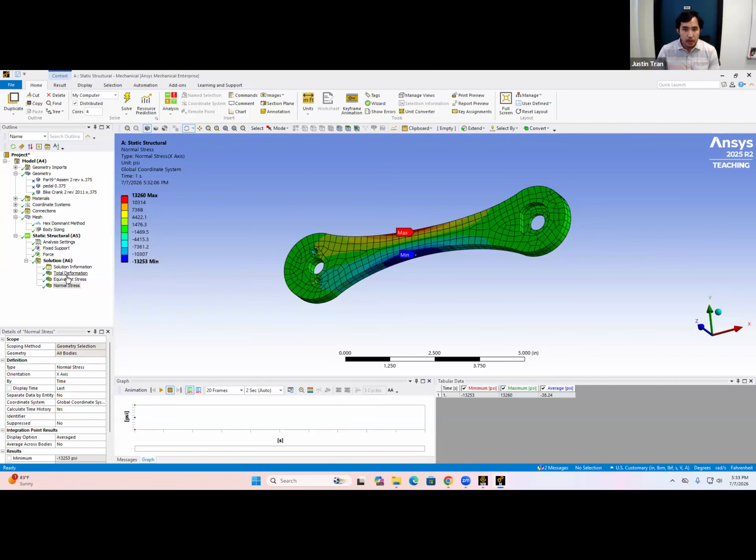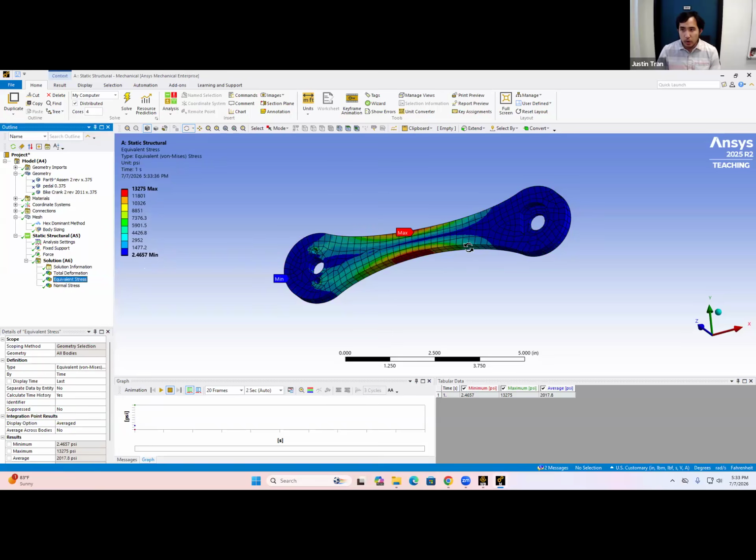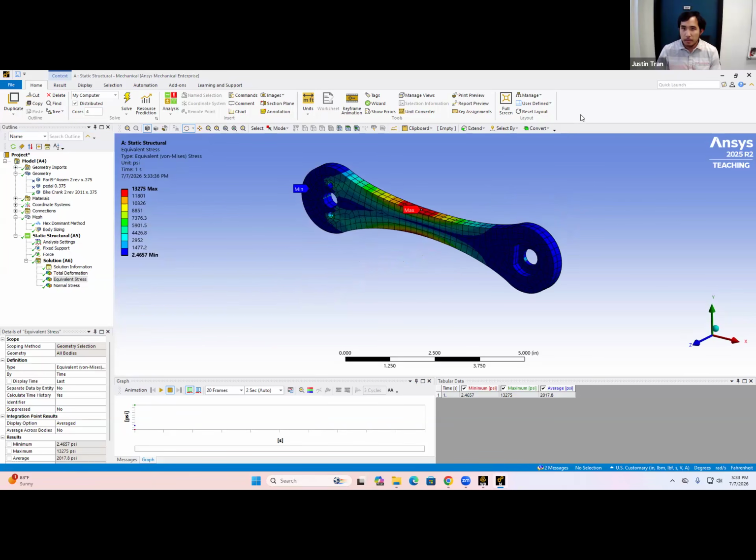So with the current loading, with the 100 pounds of force, the maximum stress that we get is 13,275 psi. Yours might be slightly different if you're using a different alloy of aluminum. I even forgot what I picked. So right now we're safe. This is well below the yield strength.